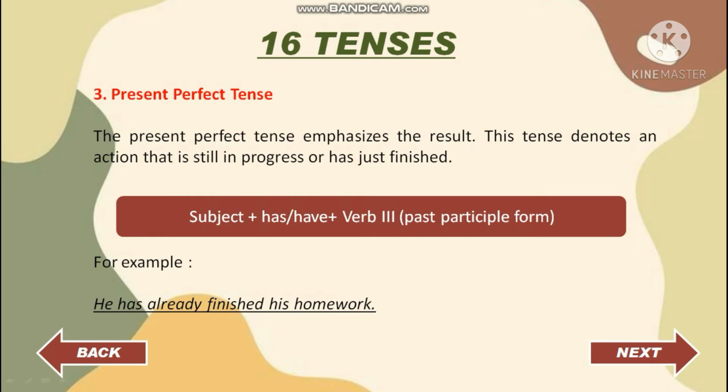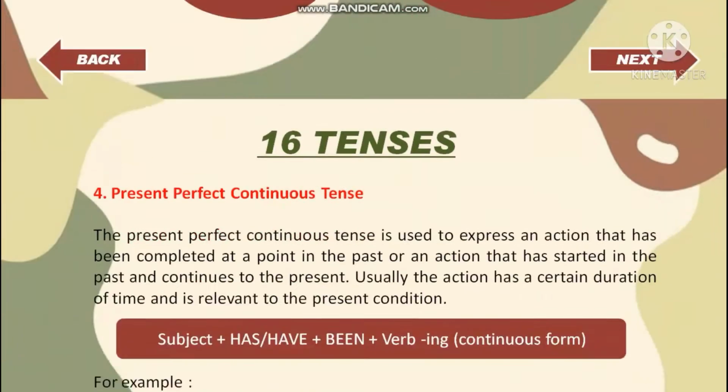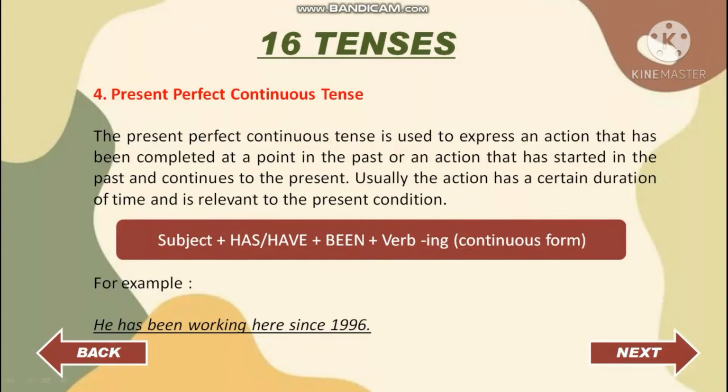And the fourth tense is the present perfect continuous. Present perfect continuous is used to express an action that has been completed at a point in the past, or an action that has started in the past and continues to the present. And usually the action has a certain duration of time and is relevant to the present condition. And the example is, he has been working here since 1996.